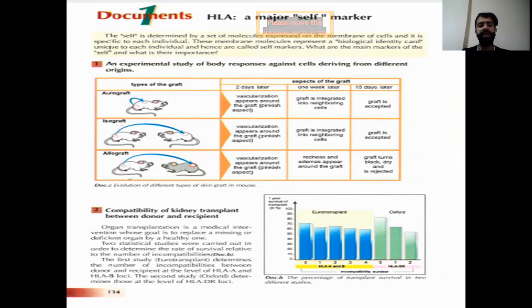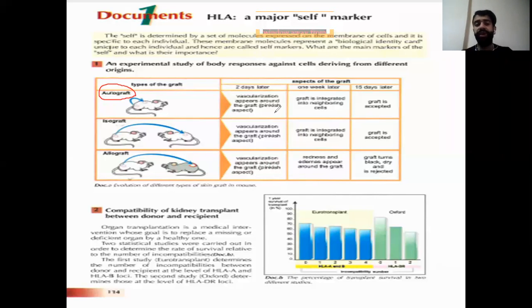What are these markers and what is their importance? Let's start with document A. We have the evolution of different types of skin graft in the mouse. First, we have the autograft. Autograft is done within the same body. Two days later, in the aspect of the graft, vascularization appears around the graft. It becomes pinkish in color. Vascularization means the blood can pass through the region where the graft occurs.